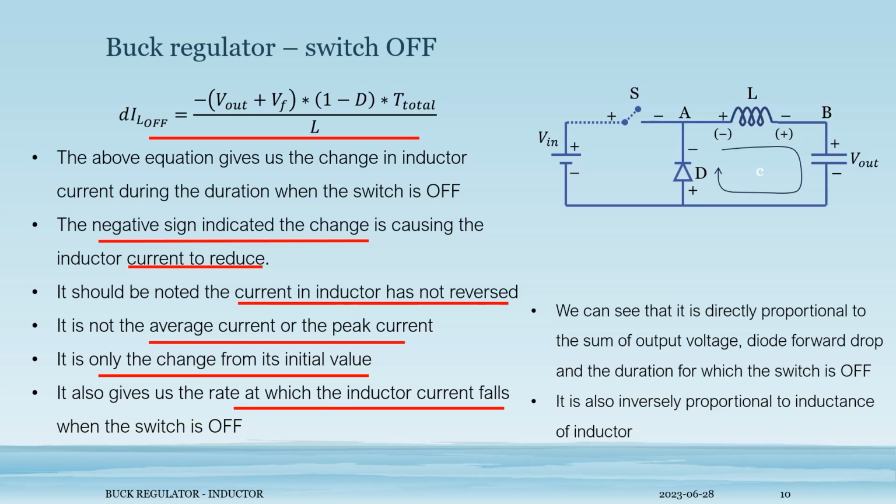It can be observed from the equation that the change in inductor current is directly proportional to the sum of the output voltage and diode forward voltage drop. It is also proportional to the time for which the switch is turned off. It is inversely proportional to the inductance of the inductor.